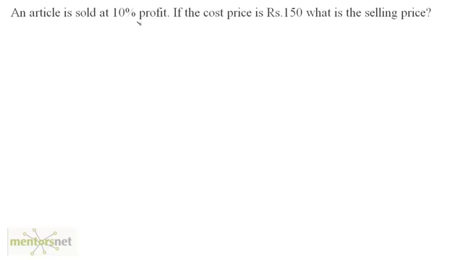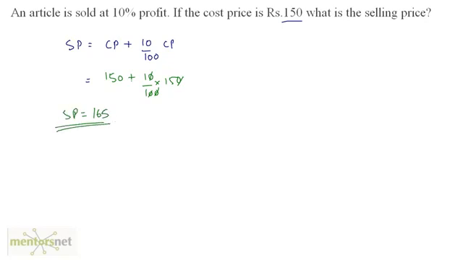It means that the final price of this article, that is the selling price, will be equal to a 10% increase in the cost price. So how do you write a 10% increase in cost price? Selling price is equal to the cost price plus 10% of this cost price. So 10 upon 100 CP, right? The cost price is given to us, which is 150. So it is 150 plus 10% of 150. So it is 15 plus 150, that is 165. So selling price is 165 rupees here.